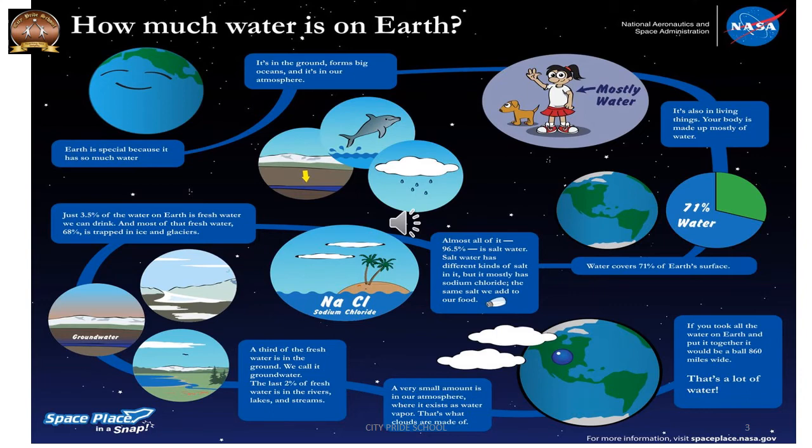Just 3.5% of the water on Earth is fresh water that we can drink, and most of that fresh water, 68%, is trapped in ice and glaciers. A third of the fresh water is in the ground, we call it groundwater, and the last 2% of fresh water is in rivers, lakes and streams. A very small amount is in our atmosphere where it exists as water vapor. That's what clouds are made up of. If we took all the water on earth and put it together, it would be a ball 860 miles wide. So that is all about water.